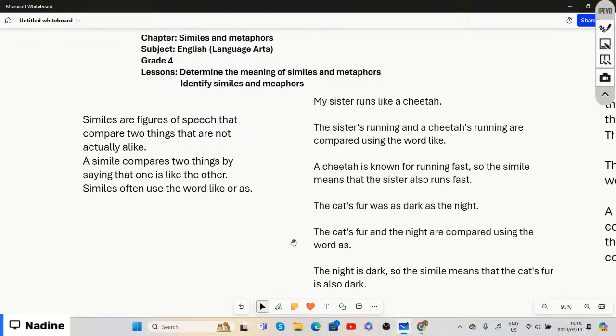So if you say that this one writes as slow as a snail, right? Now we know that a snail is actually very slow. So that is how you're comparing her writing. If we say that this person writes very fast like a cheetah, then we know generally a cheetah runs very fast. So that is also how fast this one is either walking or writing or running, for example.